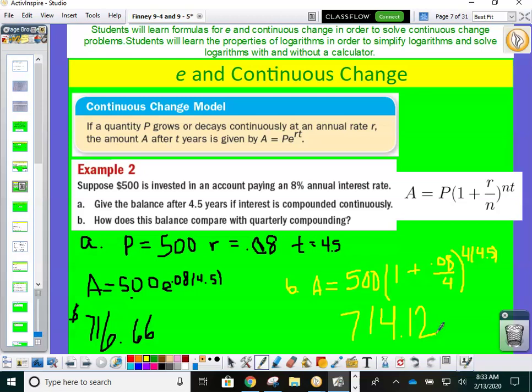Now, the closest thing we get to compounded continuously is credit cards. And credit cards are really evil because they have such a high interest rate. So we'll talk more about that later, but one of the dangers of credit cards is the fact that it's such a high interest rate and how quickly it gets compounded. So we'll chat about that. But that's the closest thing we have to continuous compounding.